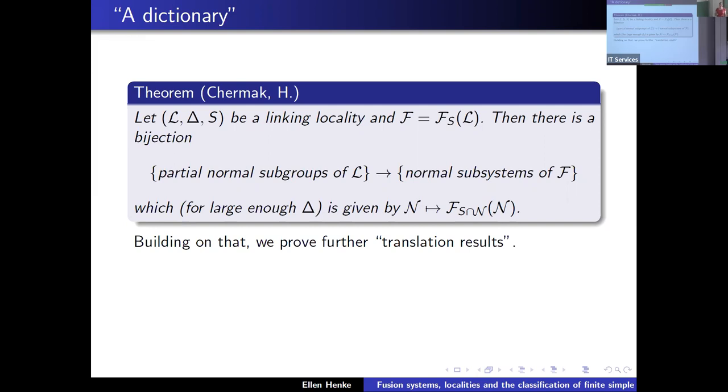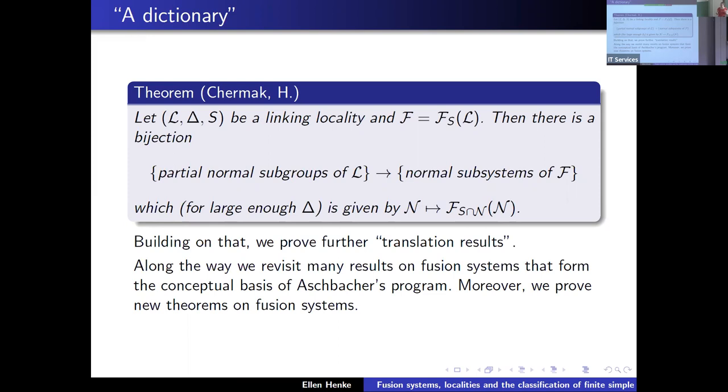Building on this, Andy Chermak and I prove further translation results. In particular, there is a natural notion of simple and quasi-simple linking localities, and these correspond precisely to the notions of simple and quasi-simple fusion systems. And I talk about some further one-to-one correspondences along the way later on. While doing this, we also revisit many results on fusion systems that form the conceptual basis for Aschbacher's program. In some cases, we get much simpler proofs. And it also helps to prove some new theorems about fusion systems, which might in itself be useful if one wants to get simplifications in Aschbacher's program.